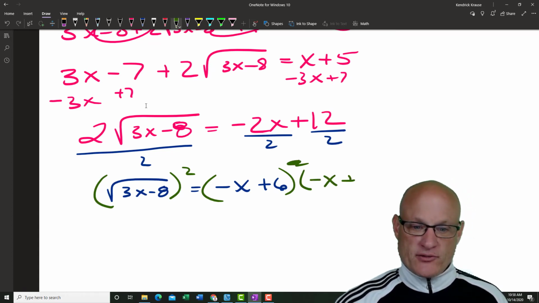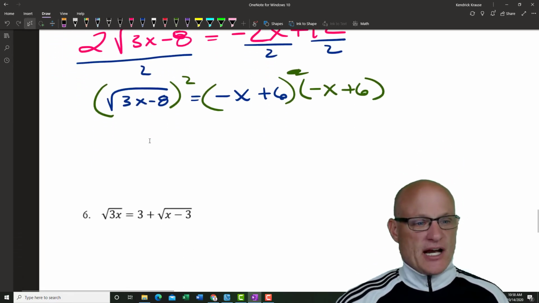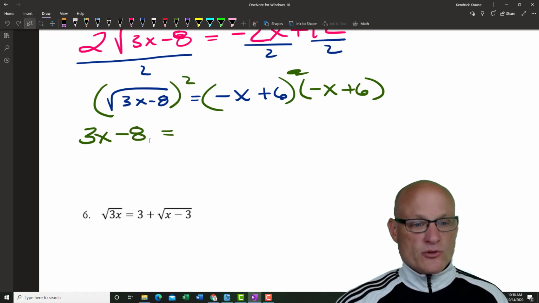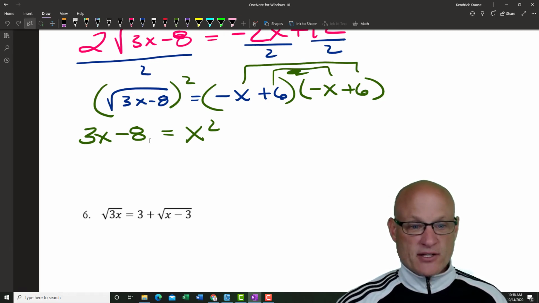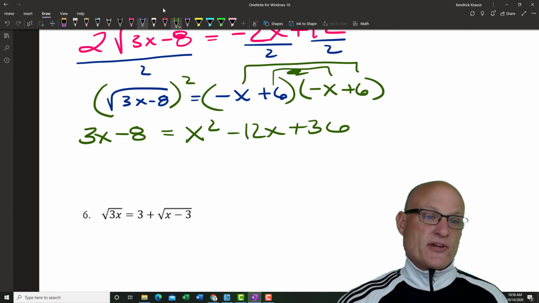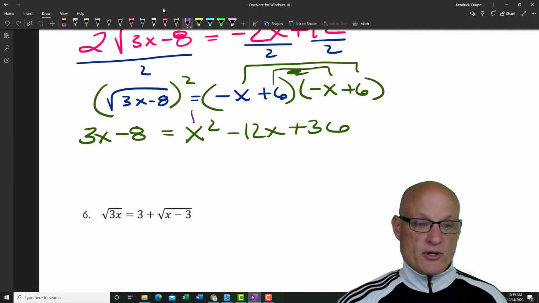Negative x plus 6, squared. Hopefully this works out nicely. So on the left side, we get 3x minus 8 equals x squared, because negative x times negative x is positive x squared. This is minus 6x and minus 6x, that's minus 12x. And then plus 36. All right, we have a quadratic to solve, which means everything has to come to the right, because you always want your x squared to be positive when you're working with these.